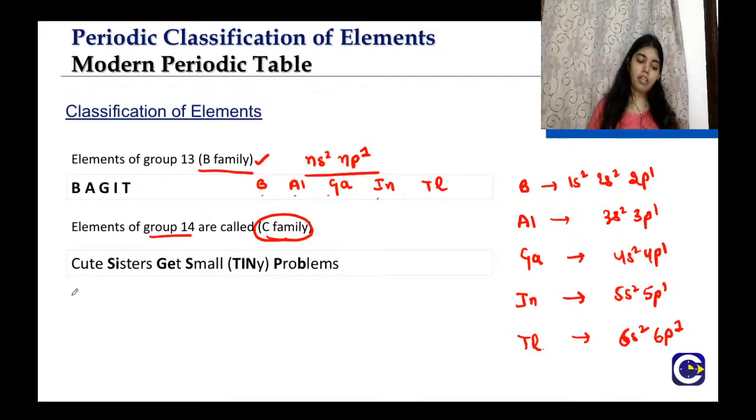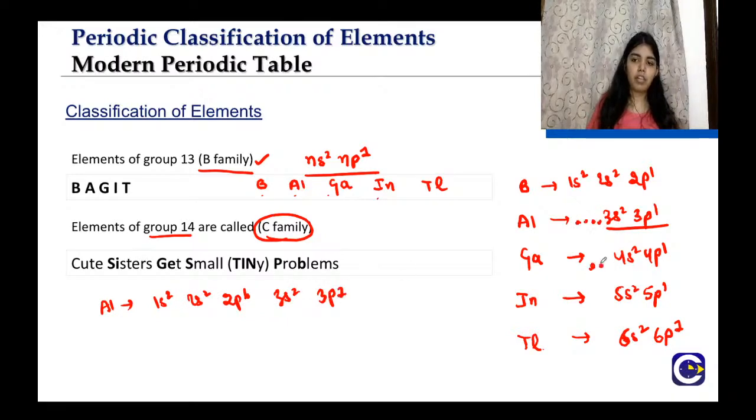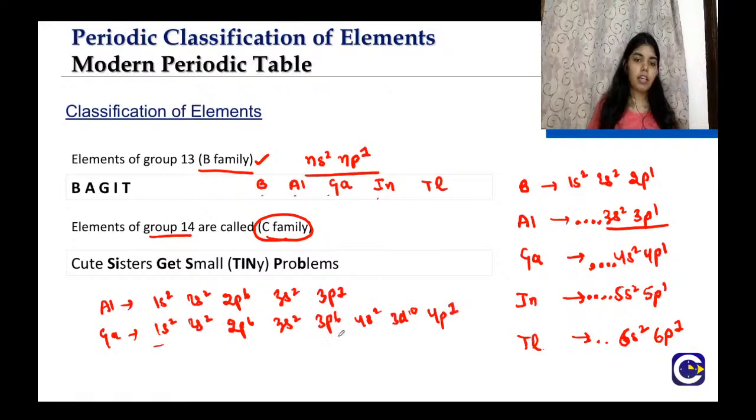Yes, all of them will be having 1s2. See, actually this is the outer configuration. For aluminium it will be 1s2, 2s2, 2p6, 3s2 and then 3p1. I am just writing down the outer shell electronic configuration. For gallium also it will be like this only: 1s2, 2s2, 2p6, 3s2, 3p6, 4s2, 3d10, 4p1. So this whole you have to write down if someone is asking you the full electronic configuration. But for valence shell, you can just write down this.